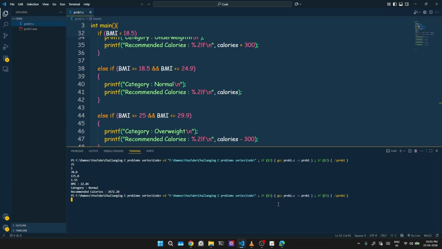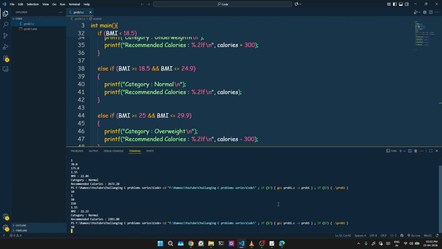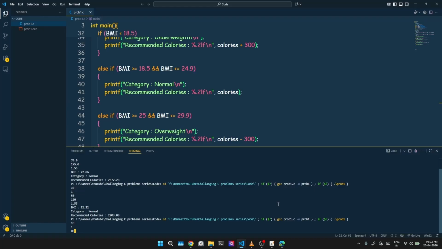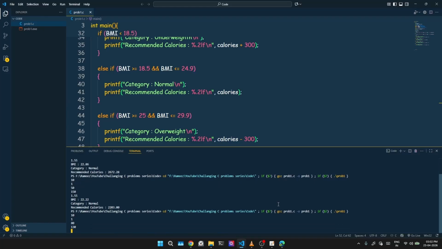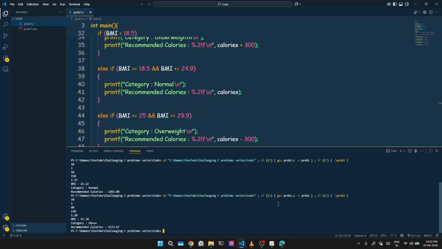Now let's give different inputs. Suppose the age is 10 years and it is a male and the weight is 50 kilograms and the height is suppose 150. The activity factor, let's assume 1.55. So currently we got normal. Now let's change this. Make the age 10, gender male, weight 80 kilograms. The height, let's reduce to 130 centimeters. The activity factor, let's do 1.20. So now the BMI becomes 47.34, category becomes obese, and recommended calories becomes lesser than the previous one because the person is already taking too many calories.